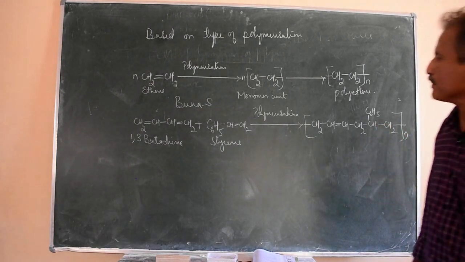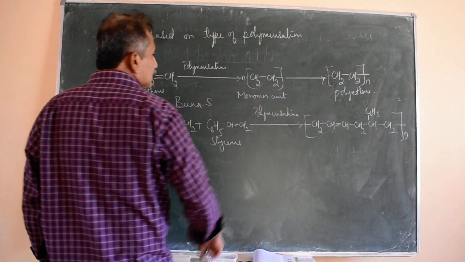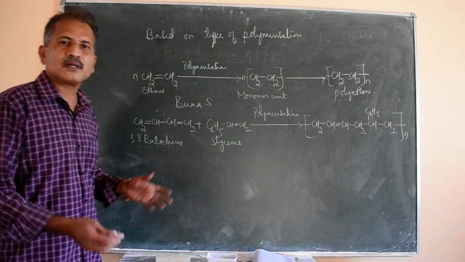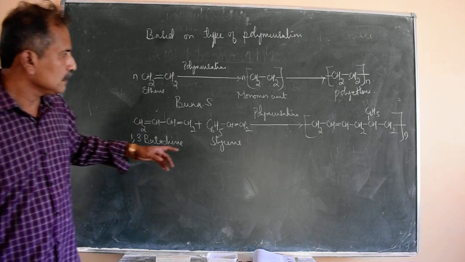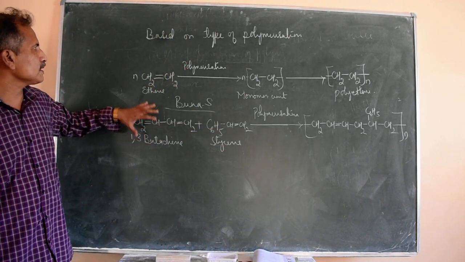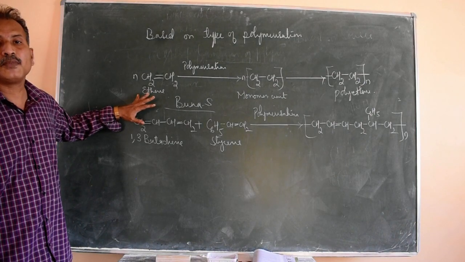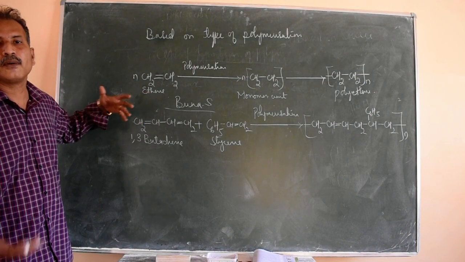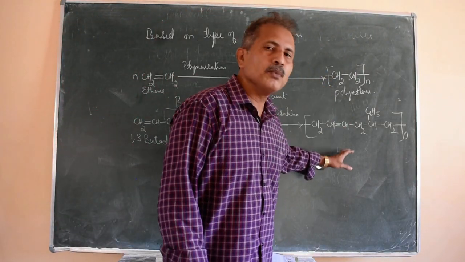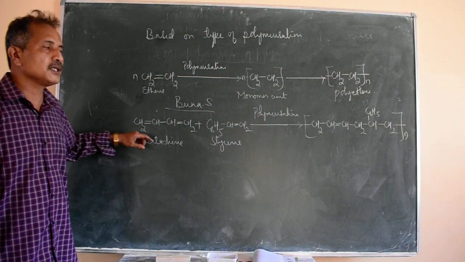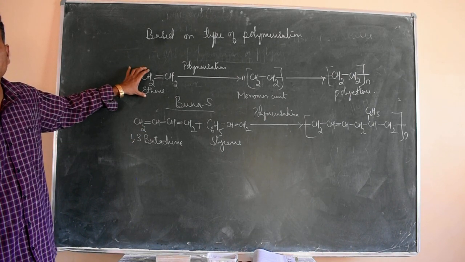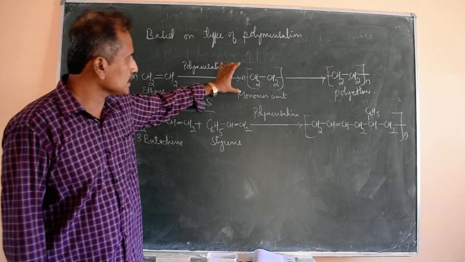N number of times. Okay. So this particular monomeric unit repeats or goes on adding one after the other to get the polymer BONA-S. So this is called the addition polymerization, or we get an addition polymer. So polythene is an addition polymer. BONA-S is also an addition polymer. Okay. Here we are using the same type of unit. Same structural unit you have.